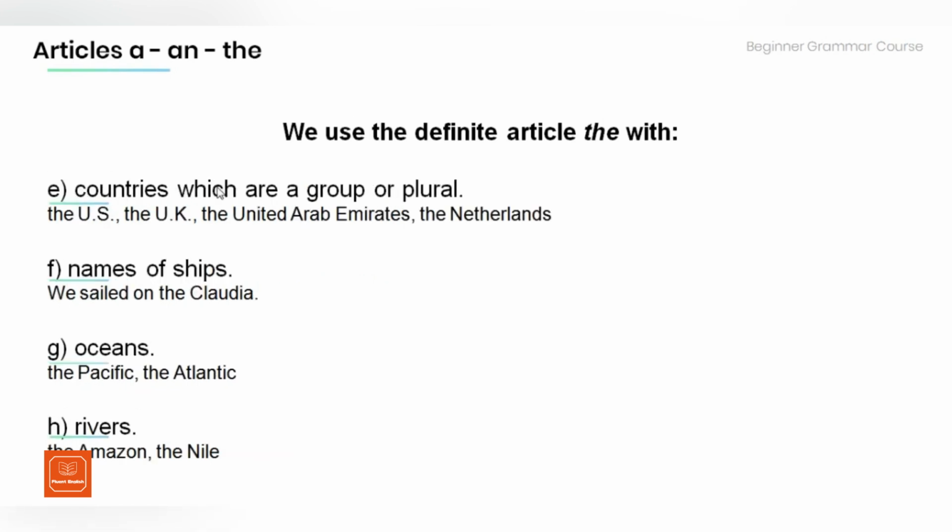E, with countries which are a group or plural. For example, the US, the UK, the United Arab Emirates, the Netherlands. F, names of ships. We sailed on the Claudia. G, oceans. The Pacific, the Atlantic. H, rivers. The Amazon, the Nile.